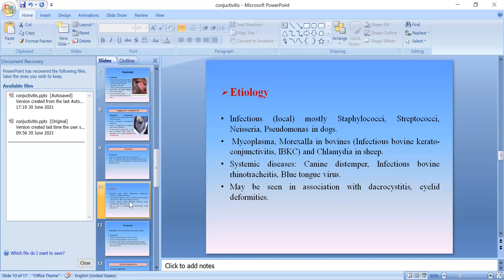So this is the previous portion, suppurative conjunctivitis due to infection, mostly staphylococci, streptococci, mycoplasma, Moraxella, and chlamydia. Systemic diseases include canine distemper, infectious bovine rhinotracheitis, and bluetongue virus. So all these are the causative agents for suppurative conjunctivitis.